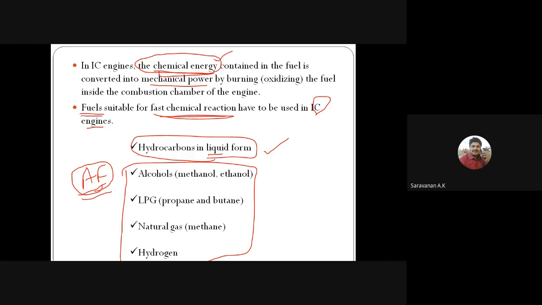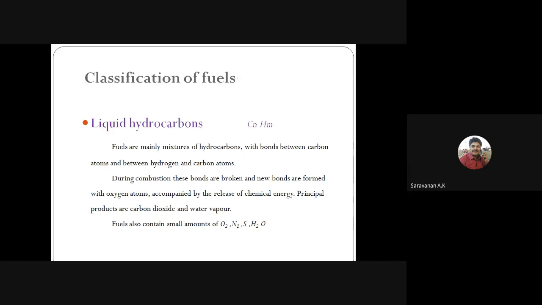So first we can see the hydrocarbon liquid forms, right? The liquid hydrocarbons are represented by C and H, that is hydrocarbons. Hydrogen as well as carbon elements will be present in the substance, so it is represented by C and H, carbon and hydrogen. Then it is represented by some numbers, that is C some number and H some number, right? Depending upon how much carbon content and how much hydrogen content there is, we can specify different names, in different manners, right?